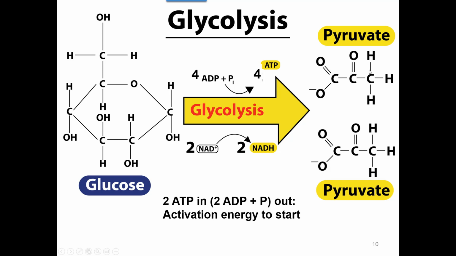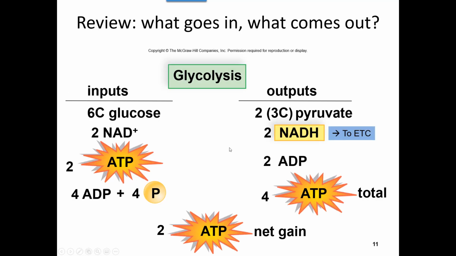Another picture or review of just what goes in, what comes out of glycolysis. So what went in was a 6-carbon glucose. What came out was 2 3-carbon pyruvates. Again, still a total of 6 carbon. We have not lost any carbon yet. 2 NAD pluses went in. We get a couple NADHs out. They have now picked up electrons and picked up hydrogens. And they're going to head off to the electron transport chain, which is our last step of cellular respiration.